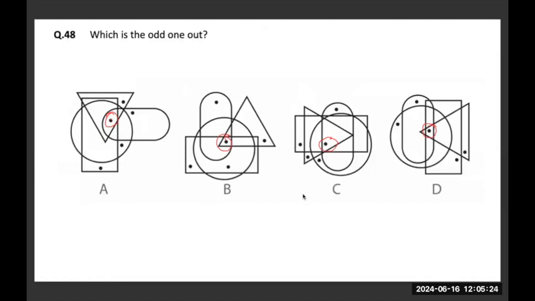And if I look at all the other shapes, 1, 2, 3, and 4, this is a part of a triangle, this is a part of the ellipse, this is a part of this circle, and this is a part of this rectangle only.